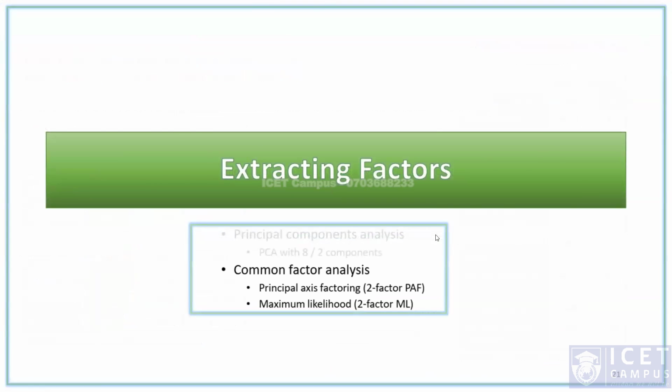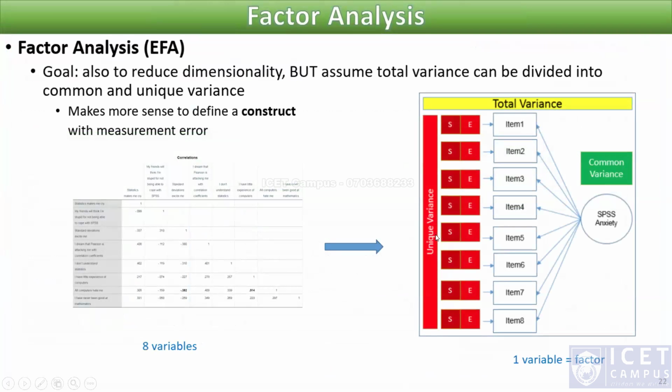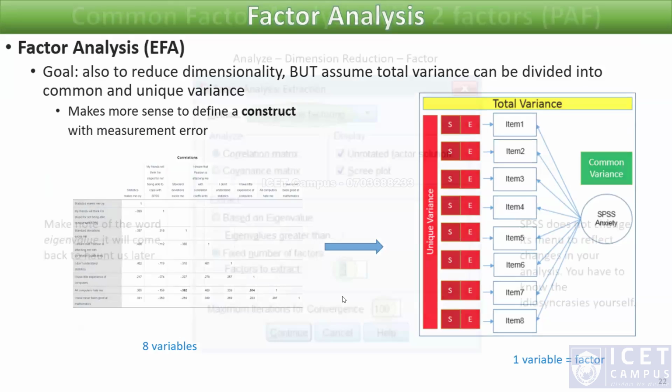The next one is extracting factors for exploratory factor analysis, which is the common factor analysis. It also reduces dimensionality, but assumes total variance can be divided into common and unique variances. It makes more sense to define the construct with measurement error. So now we are going to do exploratory factor analysis, instead of the earlier principal component analysis.